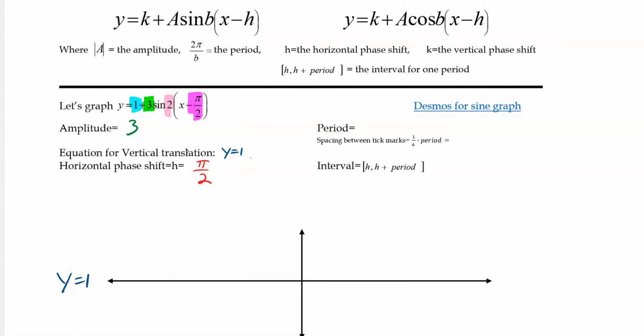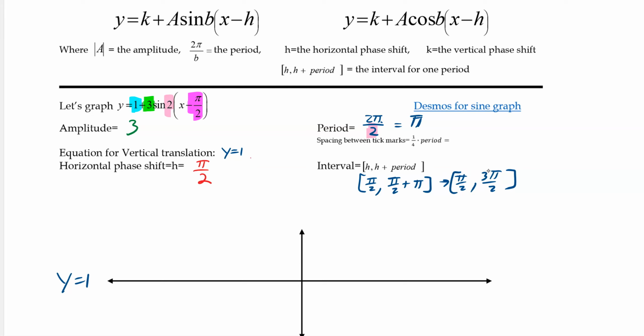So this guy right here is our period. And it's 2 pi divided by that number, that 2. So whatever we get for that number, simplified, so it's period. So I know our period's going to be pi. So we're going to start at pi over 2 and then go pi units away, which means our interval would be from pi over 2 to pi over 2 plus pi units away. So this would be pi over 2 to 3 pi over 2. So we know that's how our graph is going to look.